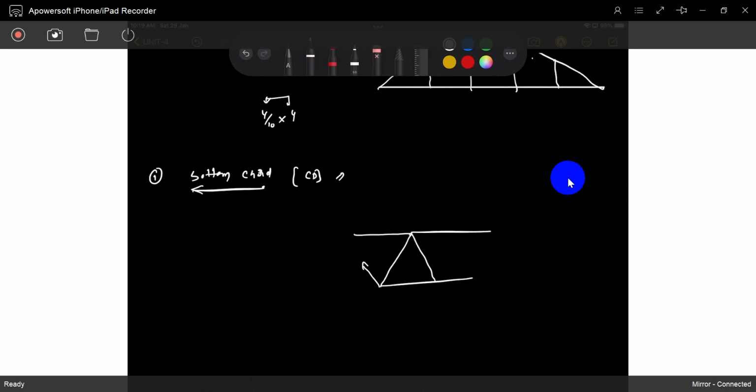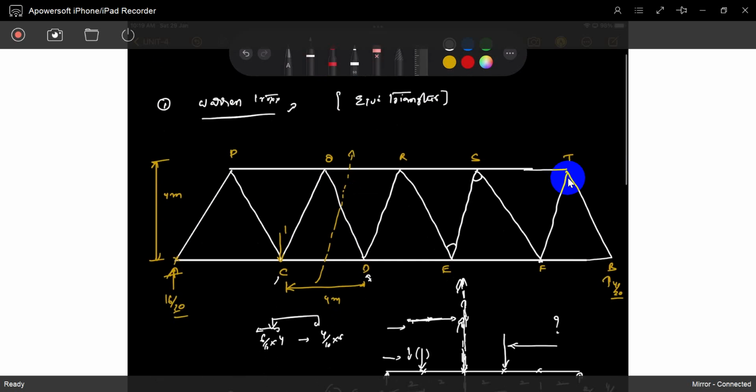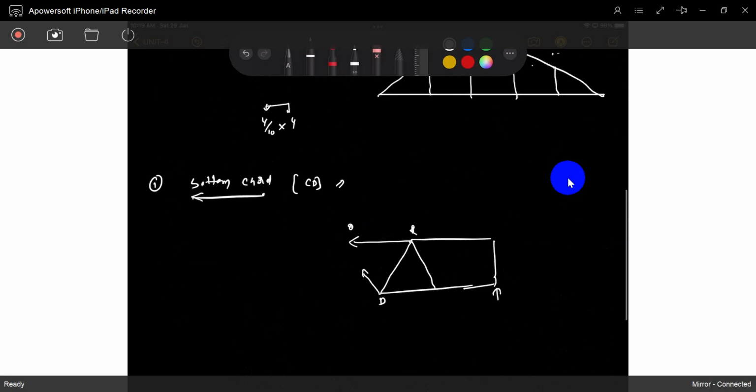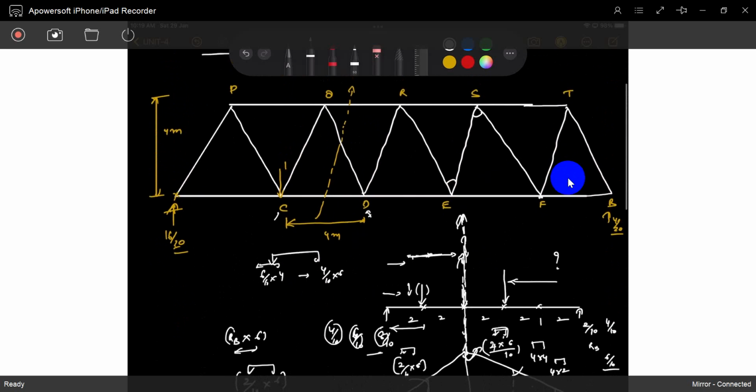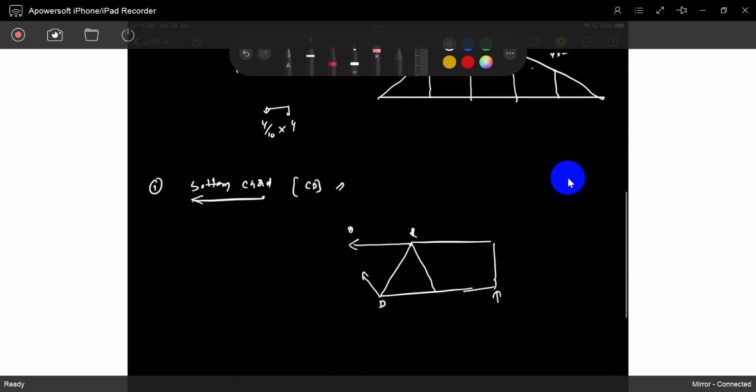Just imagine something. This is RQ. This is D. This is C. That's it, this is the free body diagram. So what is this value? This value is 4 by 20.